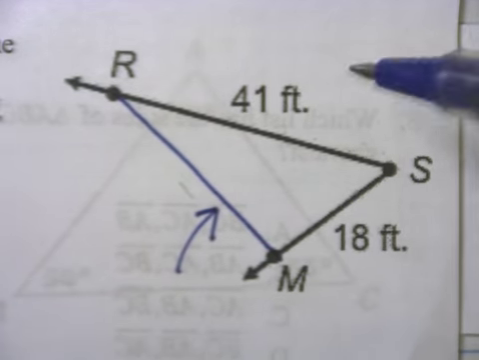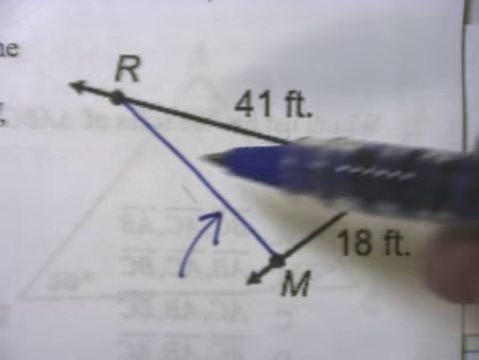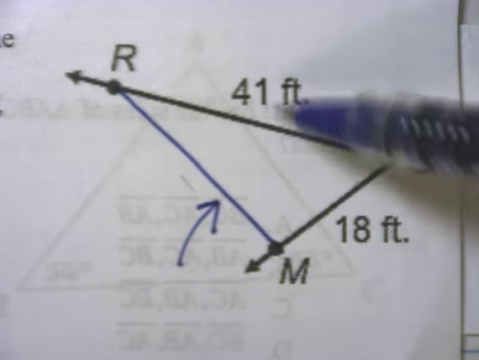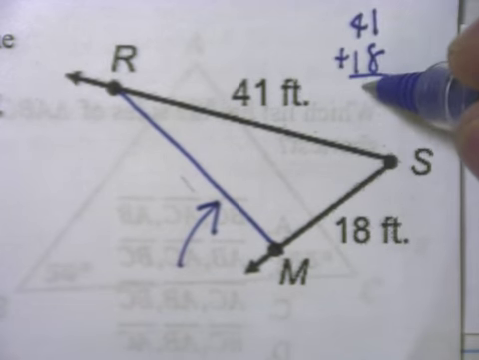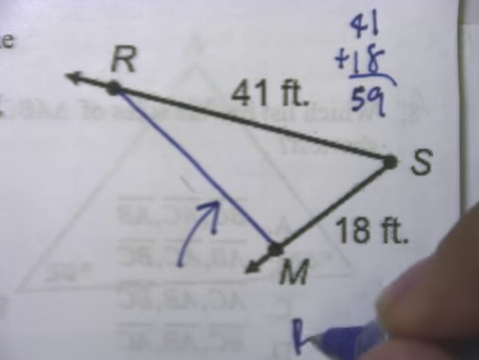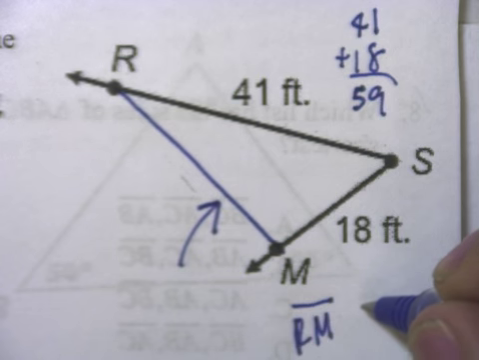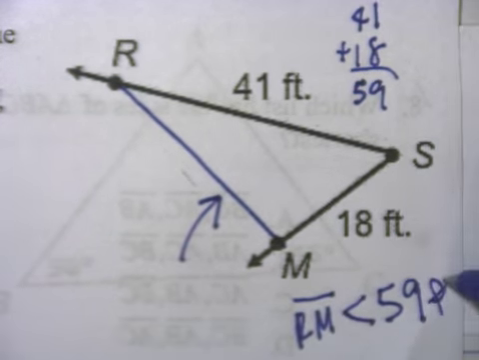Well, we already know the rule that says that these 2 legs here, added together, are always going to be bigger than this third side here. So if I add them together, 41 plus 18 gives me 59. So I know that the length of segment RM is always going to be less than 59 feet.